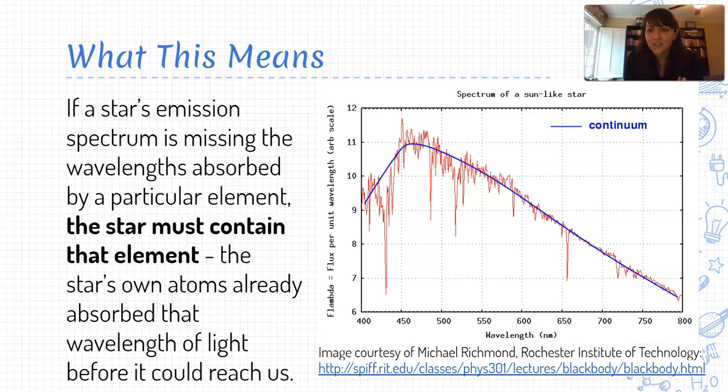Is this not wild? This is wild. Okay, so that's how we're able to figure out what a star is made of, just by looking at what light is absent and who are the culprits, what are the elements that are going to steal that light before we're able to see it here on Earth. Okay, so that's how we figure out the composition.